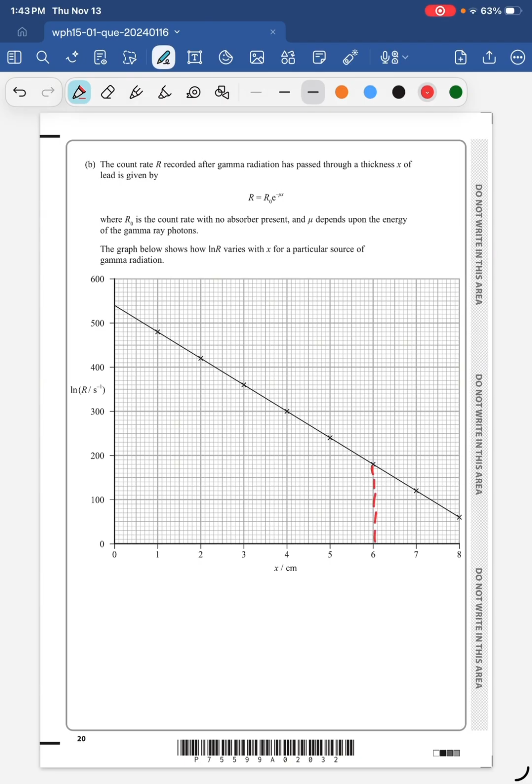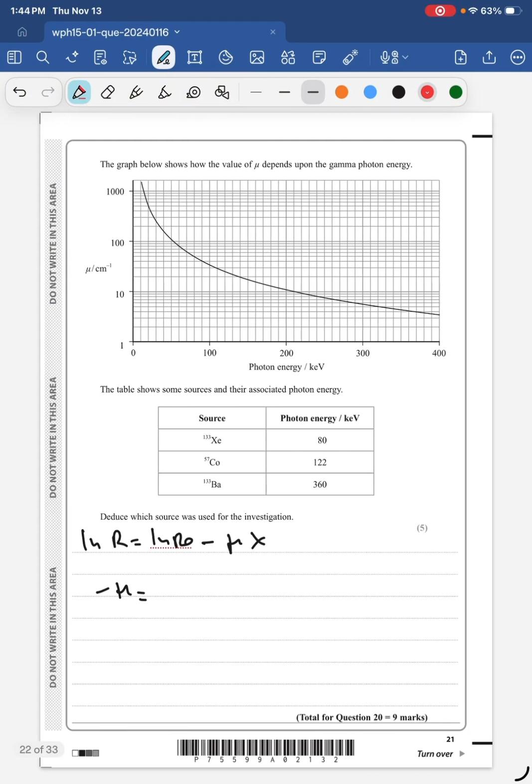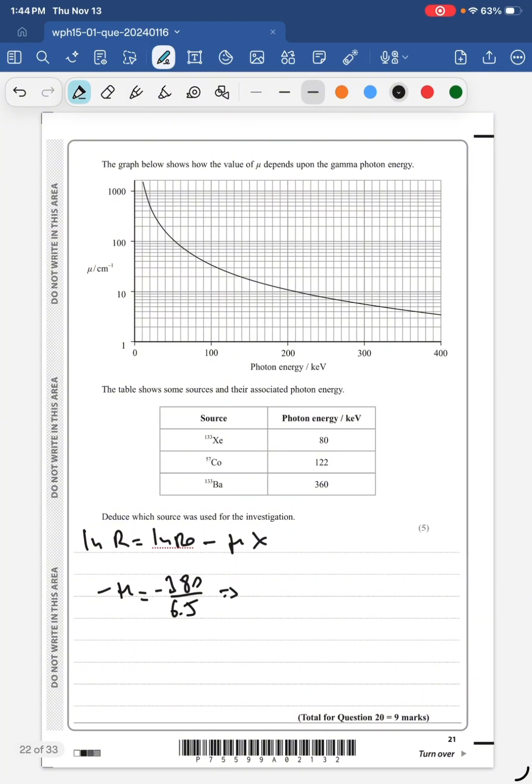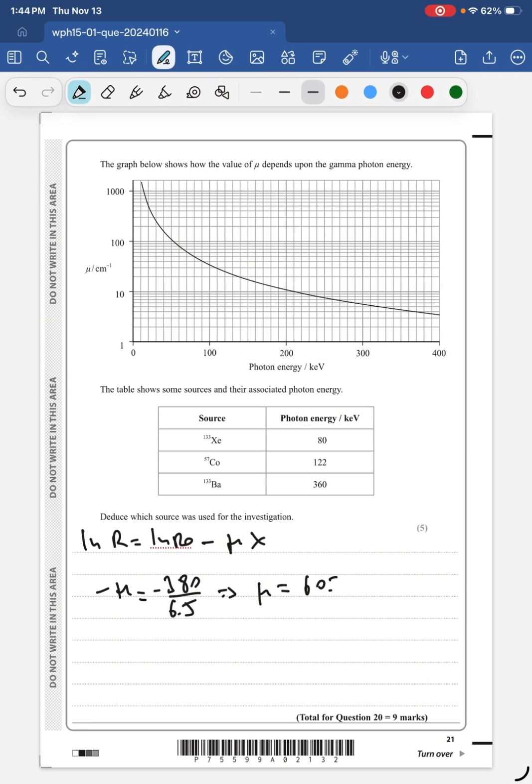Okay, so 6 centimeters. So let's take this point, which is about there. So we will use this and that. Okay, so this is 390 and this is just 6. Okay, so mu is 380, I have in my notes for some reason, so let's work with that. 6.5. So mu is 60.31 centimeters to the minus 1.